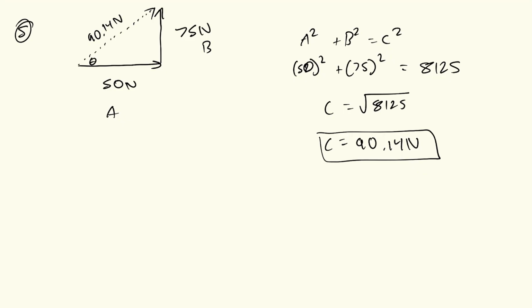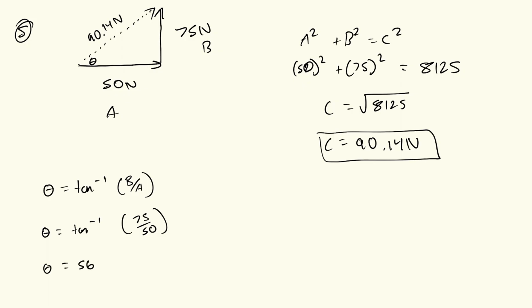Now for the other problems earlier, the angle was 0 because they were all on the same planar field. But for this, they aren't, so we can actually solve the angle. And to do that, we have to use the inverse tangent function. So theta is equal to inverse tangent b over a, opposite over adjacent. Theta is equal to inverse tangent 75 over 50. Theta is equal to 56.31 degrees.